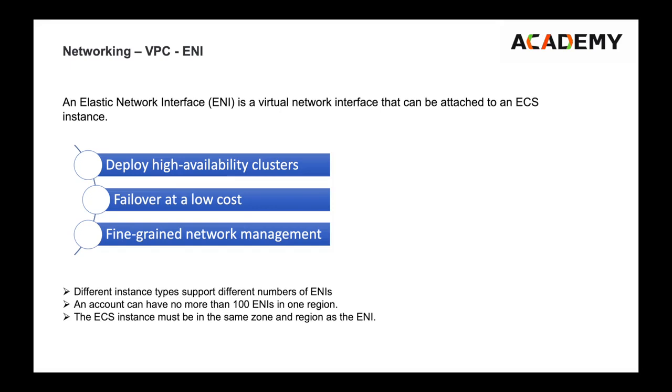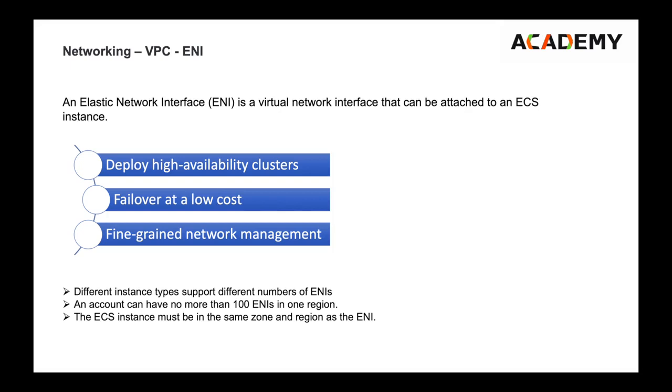Then there is the concept of an ENI. This is a virtual network interface that can be attached to an ECS instance. All Alibaba Cloud ECS instances have at least one ENI that's used to attach to the VPC private network. So if you want, you can attach multiple ENIs to a single ECS instance to achieve low-cost failover or deploy high-availability applications or maybe set up your own firewall or do other fine-grained network management.